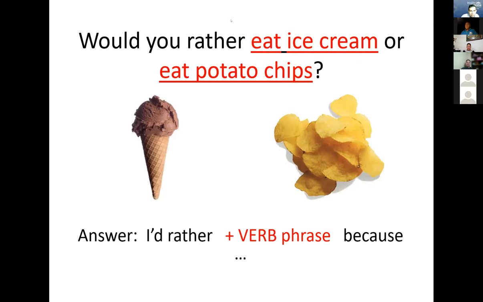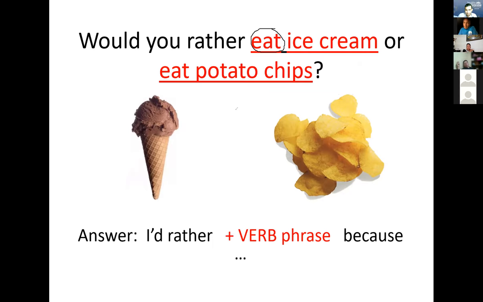Here we have, would you rather eat ice cream or eat potato chips? And then you say the answer, I'd rather eat potato chips because they are more delicious. Or I'd rather eat ice cream because I like chocolate. ¿Cómo pueden darse cuenta? ¿Cómo pueden visualizar? A la hora de utilizar would rather, el verbo, en este caso eat, no está separado por preposición. El verbo tiene que ir sin preposición. Si usted dice, would you rather to, está incorrecto. Tiene que ir así en infinitivo. Would you rather.